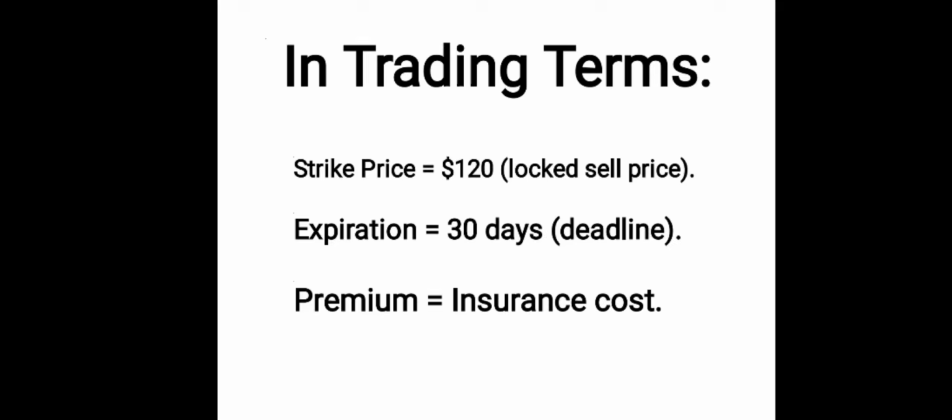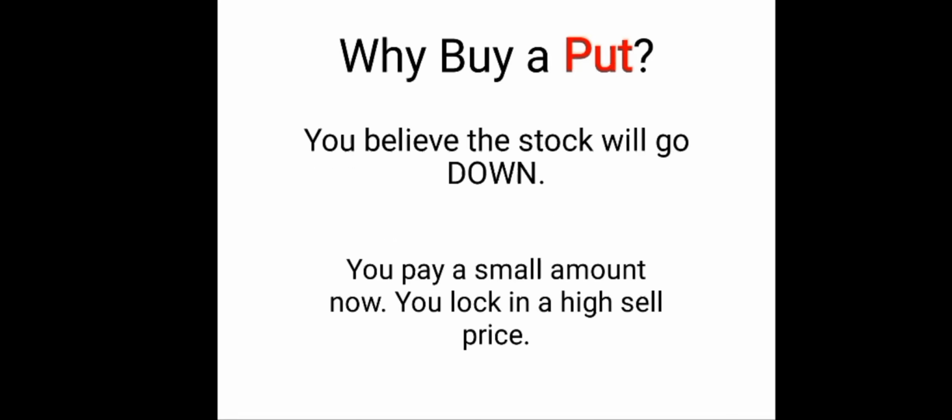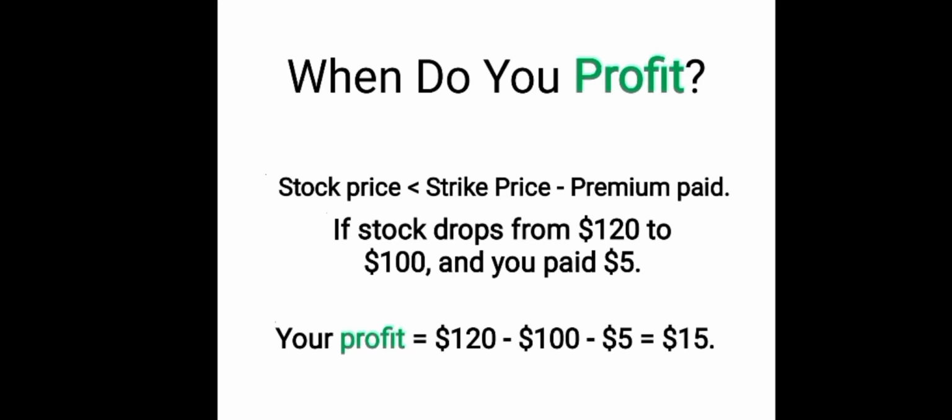In trading terms, the strike price equals $120, the locked sell price. The expiration date is 30 days, the deadline for the insurance. The premium is the insurance cost. So why do we buy a put option? We buy a put option because we believe that the stock price, the price of the phone, will go down. So we pay a small amount right now, the premium, the insurance, to lock in a high sell price in the future.